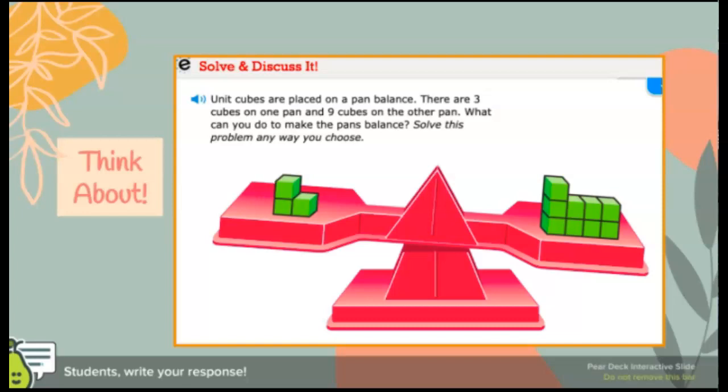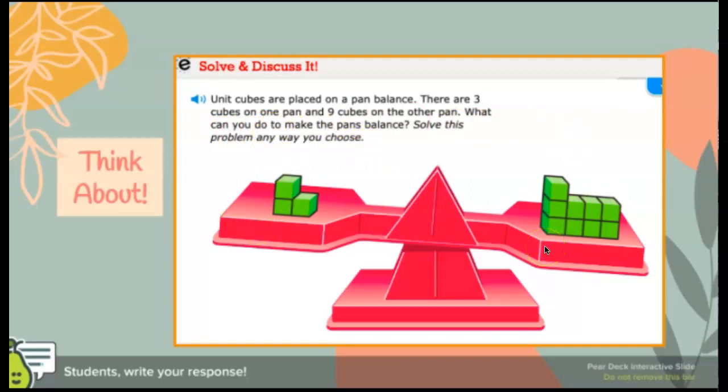Unit cubes are placed in between this pan balance, or balance beam, or scale balance, whatever you call this in science. So there are three cubes in one pan and nine on the other. Obviously, it goes down here because it's a little bit heavy. What can you do to make the pans balance?